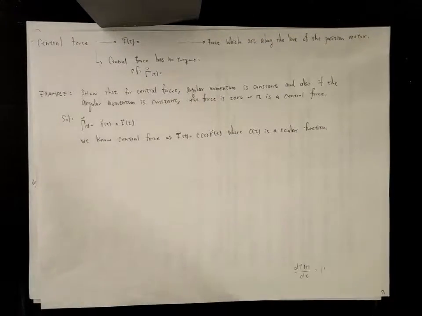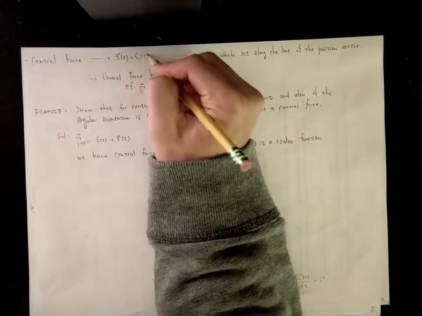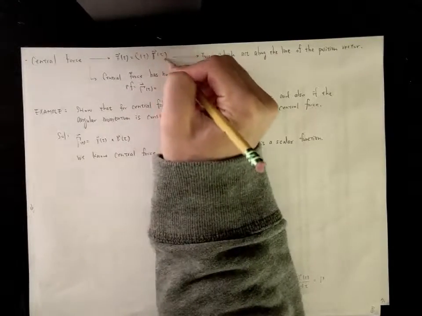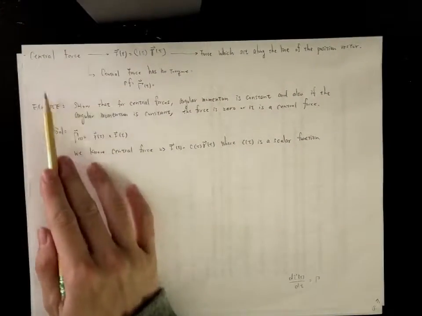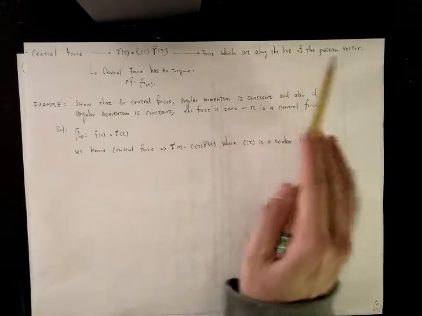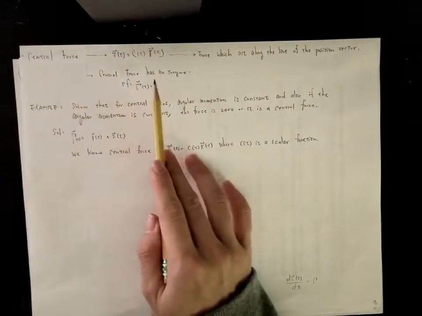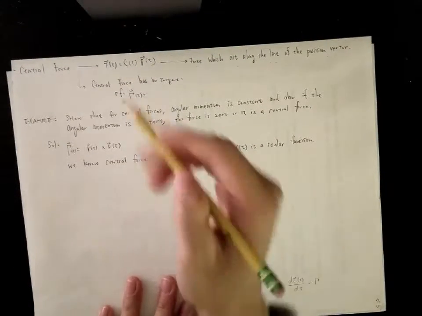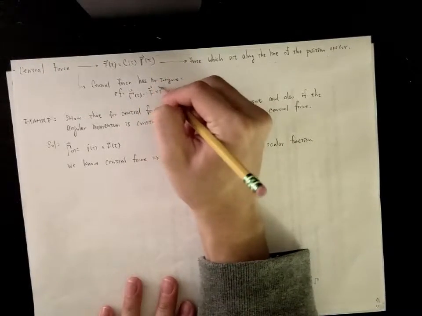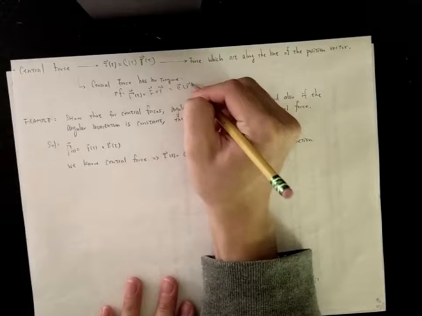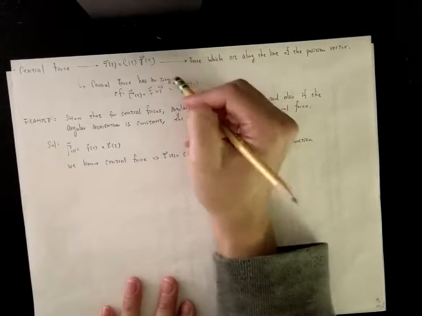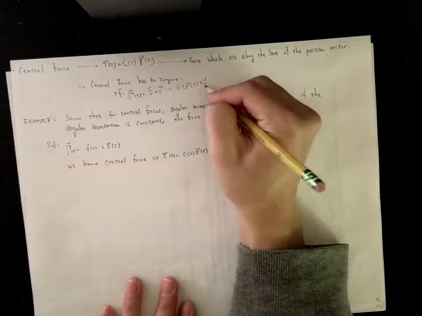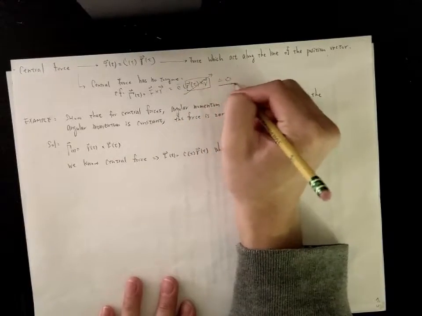The second thing about this chapter, dynamics of rotation, is the central force. The central force is basically just a scalar multiplication of your position vector, because central force means the force which acts along the line of the position vector. Central force has no torque. Why? We can find out. This equals F cross R, and since we know F is C(t) R(t), we know this thing equals 0. So there would be no torque.